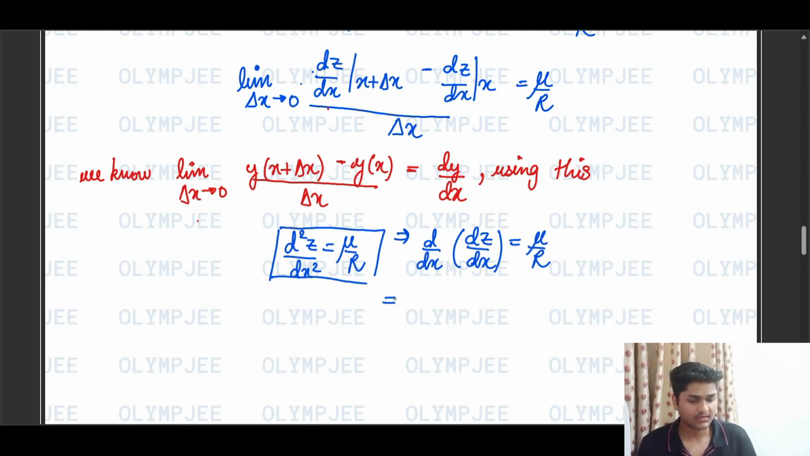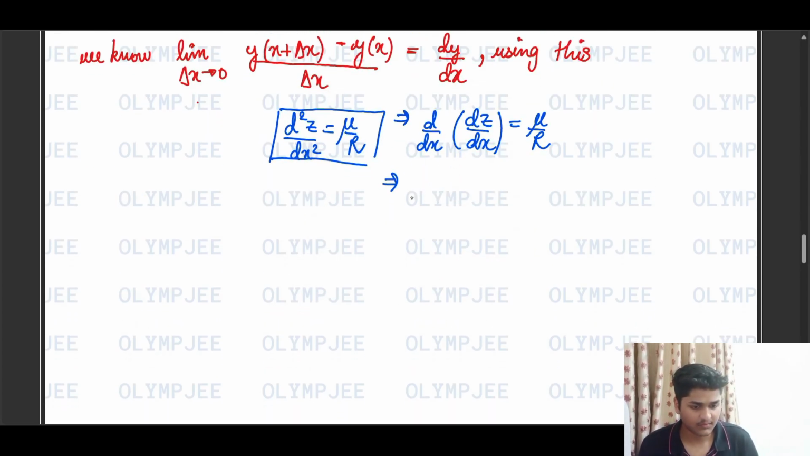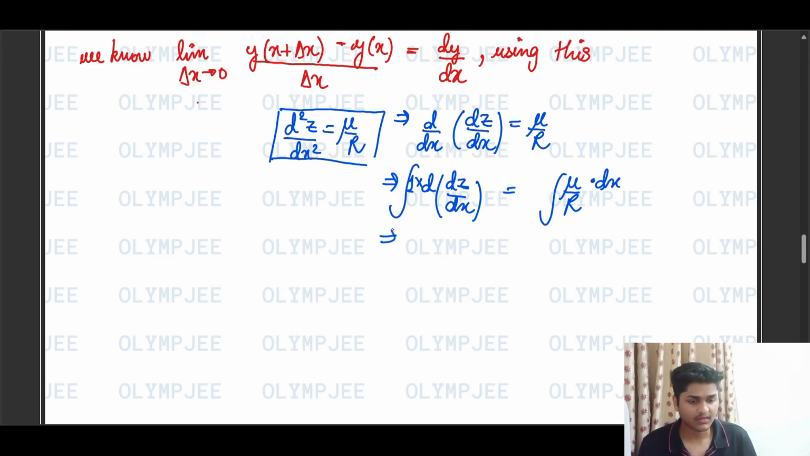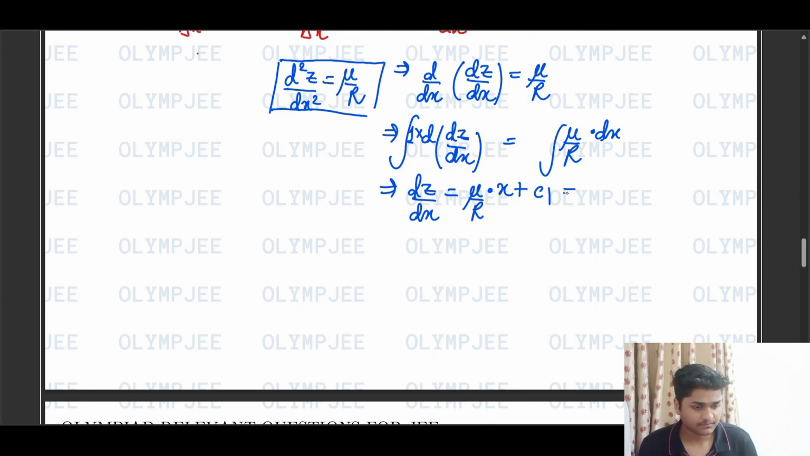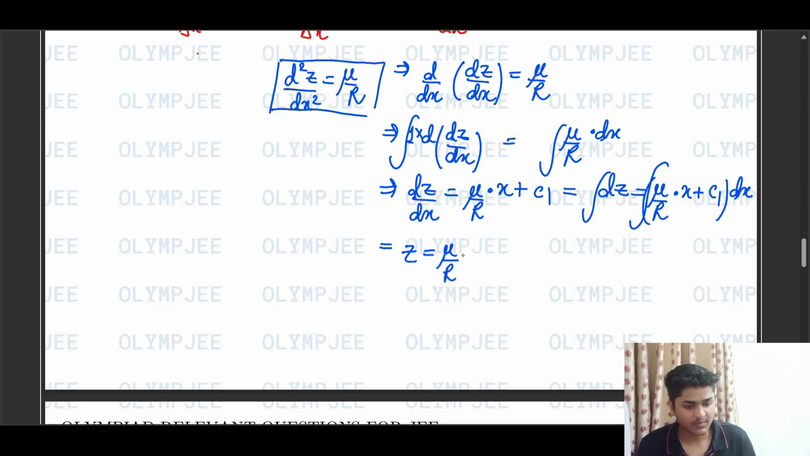So now we can integrate this. So we can integrate this as dz by dx is equal to mu by r multiplied by x plus c1, and again we can take the dx on the other side, and then we can integrate this. So it will be z is equal to mu by r multiplied by x square by 2 plus c1x plus c2.